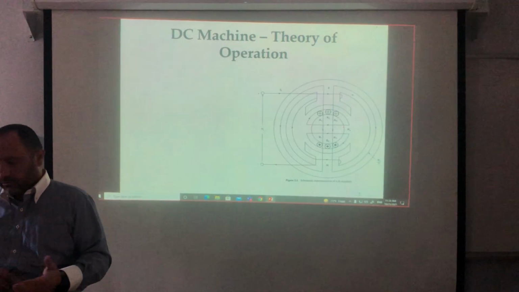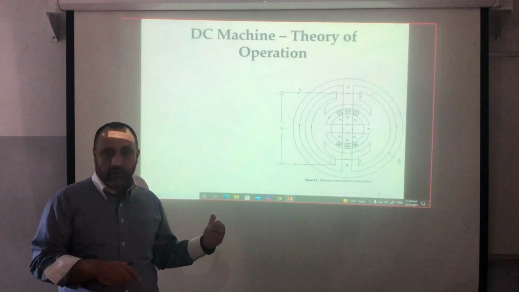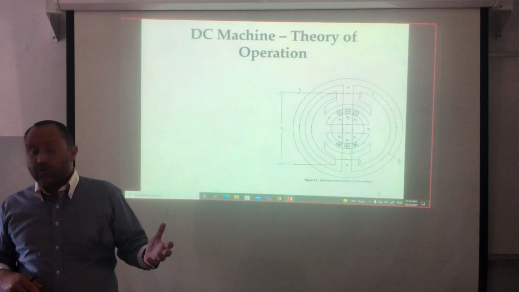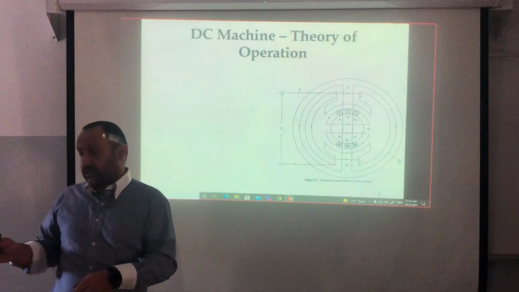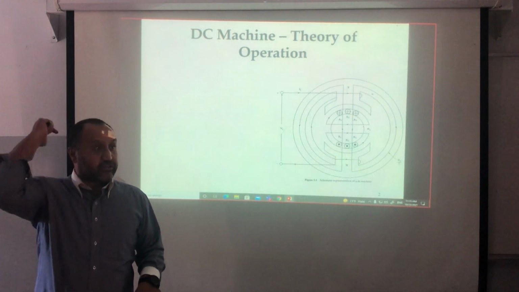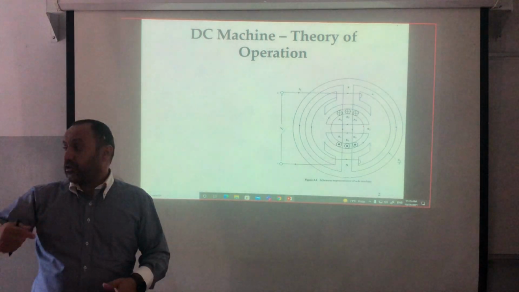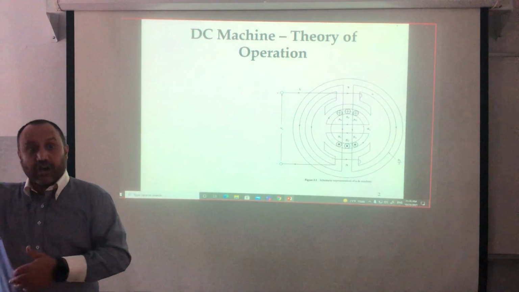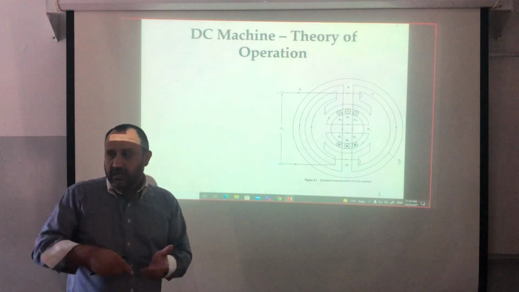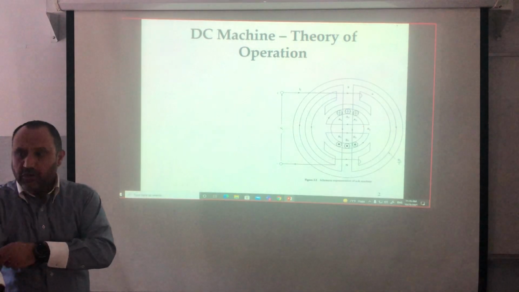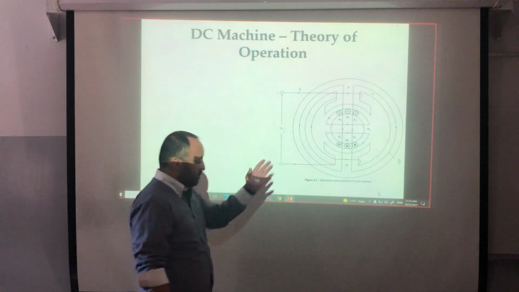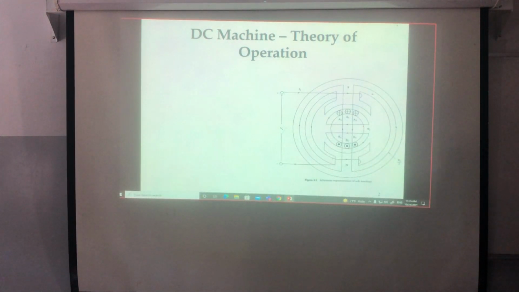Why here do we call it armature? No. The place where the voltage is induced is called armature. So if the stator was the place where the voltage is induced, then the stator would be called armature. But in general, for the DC machine, the induced voltage is in the rotor. That's why we call it the armature.